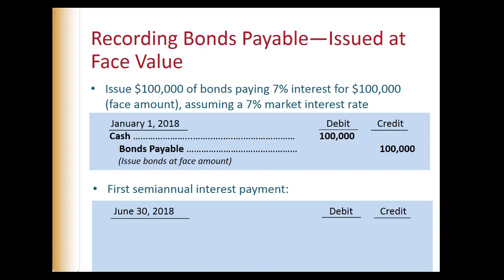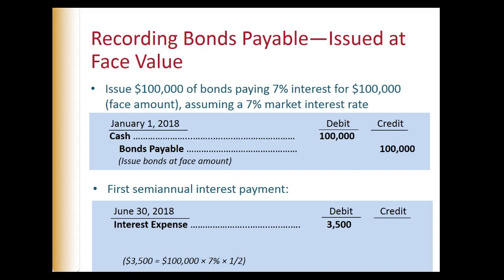On January 1st of 2018, the bonds issue for exactly $100,000, assuming a 7% market interest rate. California Coasters records the bond issue as shown in that first journal entry: cash of $100,000, bonds payable of $100,000. California Coasters reports bonds payable in the long-term liability section of the balance sheet.